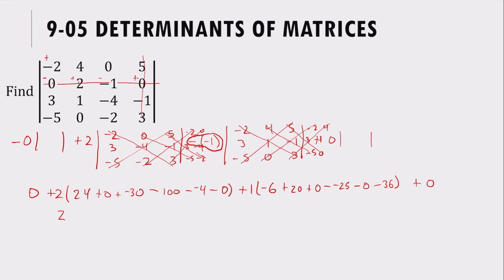All right, combine the numbers. This will be 2 times negative 102 plus 1 times 3, which gives us negative 201 if we combine those together.